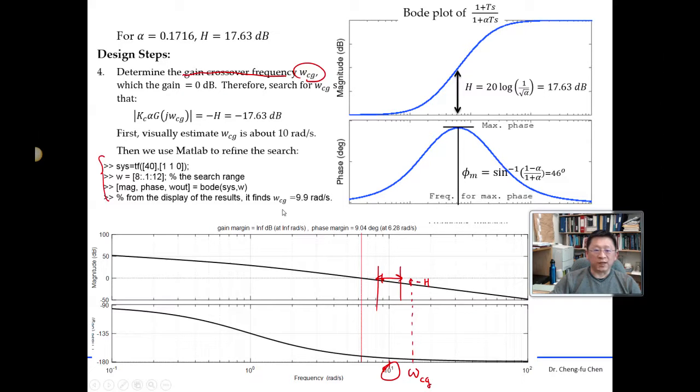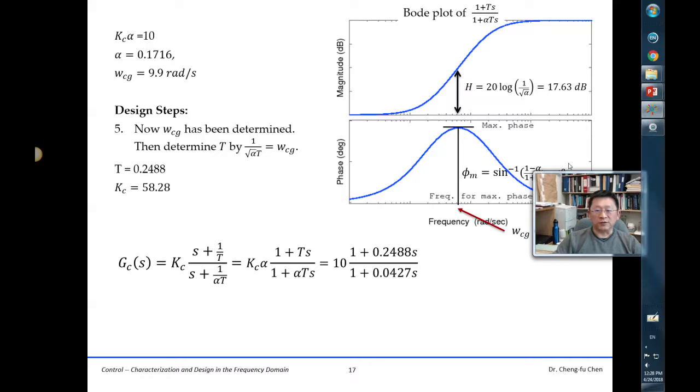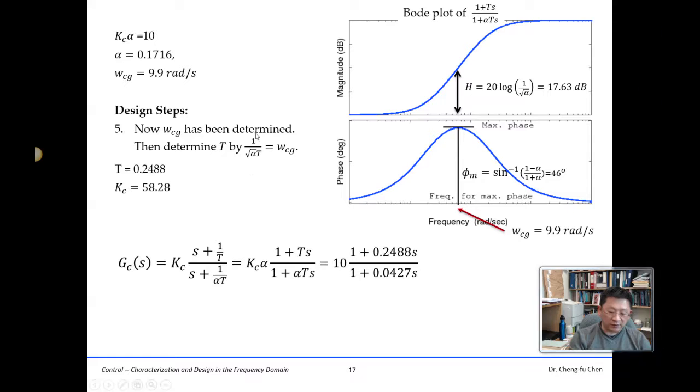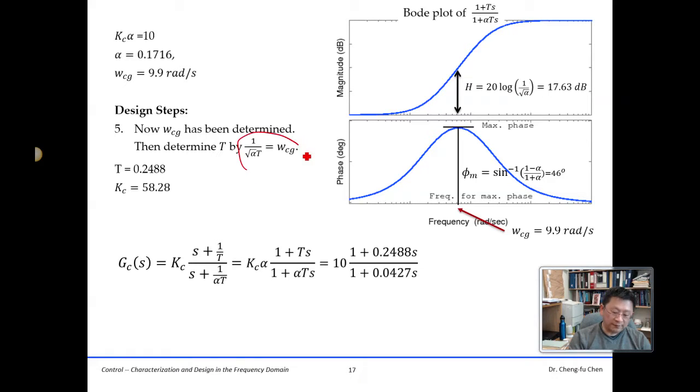By doing so, we have omega G ready. The last step is that omega G can be correlated to that formula: omega G is equal to this one. From here we can determine T, and that is our third equation. With the 3 equations, we are able to solve for T, Kc, and alpha. Alpha has been solved in step 3. So that is our controller design.